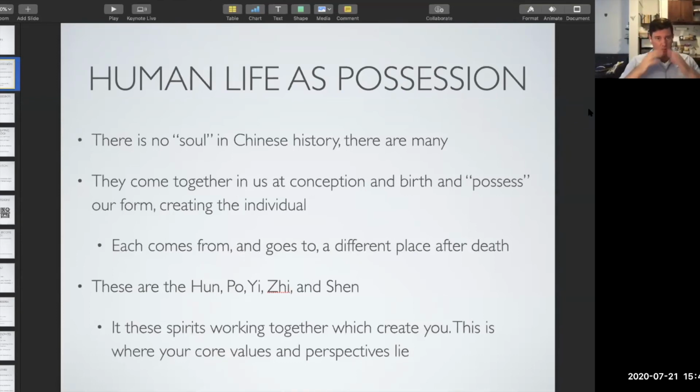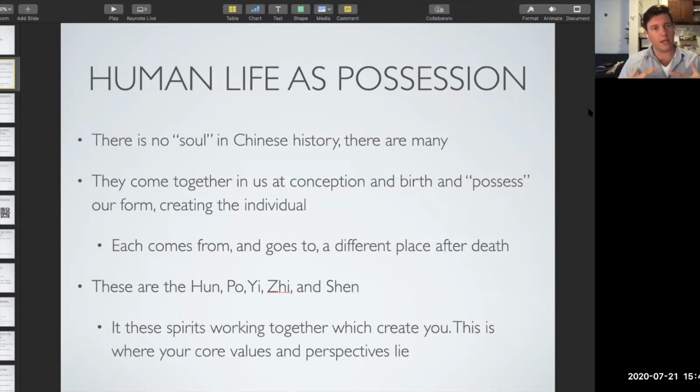So within Chinese history, we don't have a soul, we have many souls. They come together at conception and birth, and they possess us. So the idea is that the physical form is a vessel for these other things that come in and are really us at a deeper level.